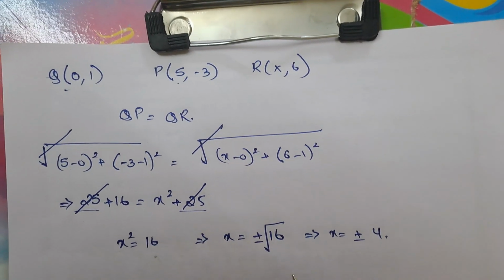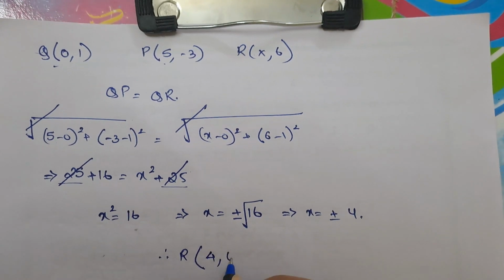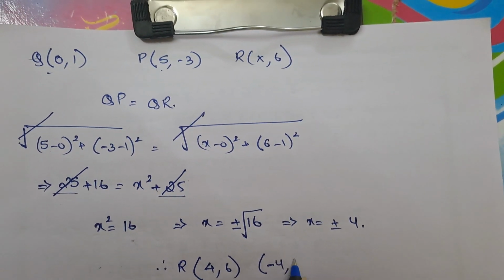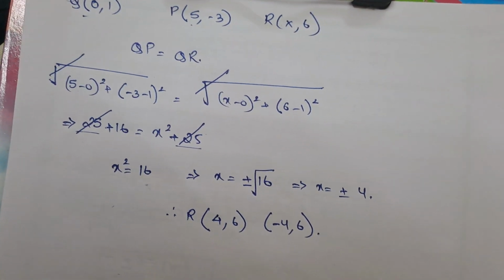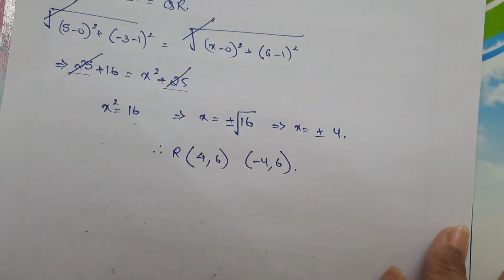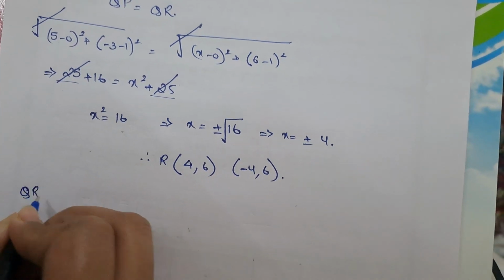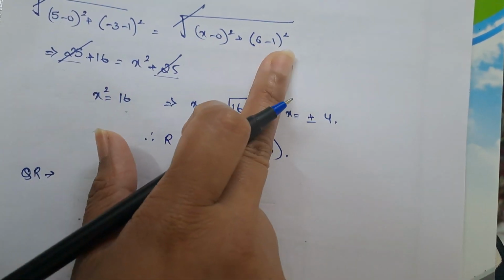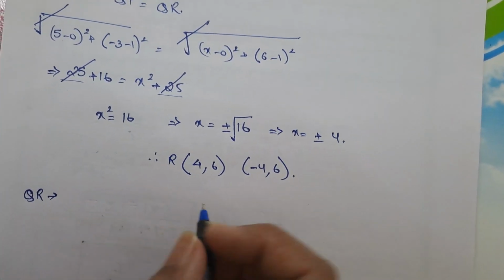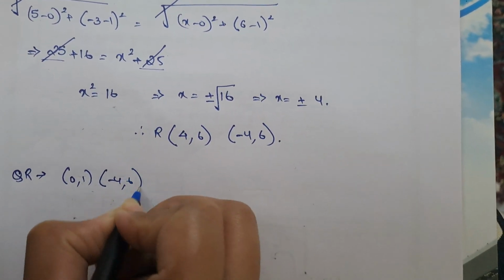So we got the R value. Therefore, the R point is going to be (4, 6), or it is going to be (-4, 6), as the possible values. Then he asked us to calculate the values of QR and PR. Okay, QR is what I have to find. QR is this, isn't it? Q and R. Q is (0, 1) and R is (-4, 6) now.